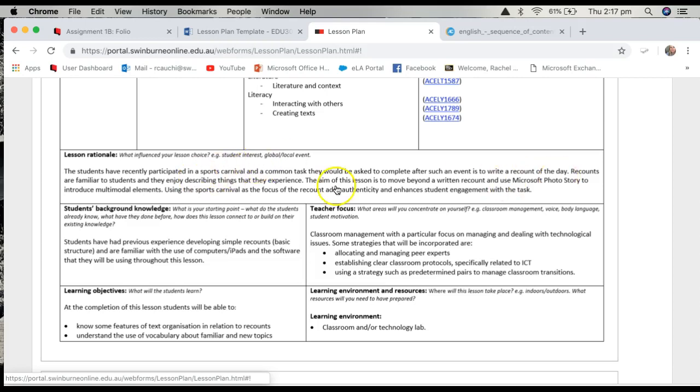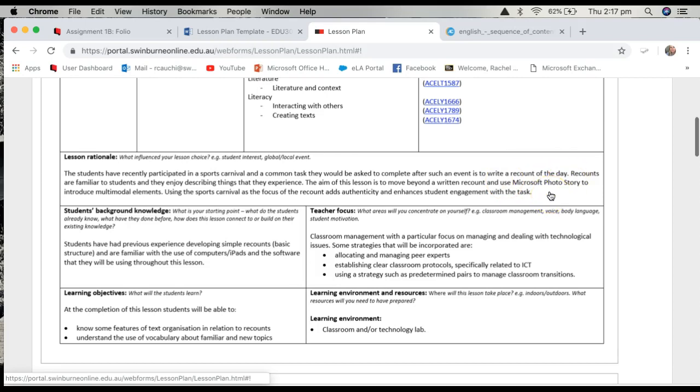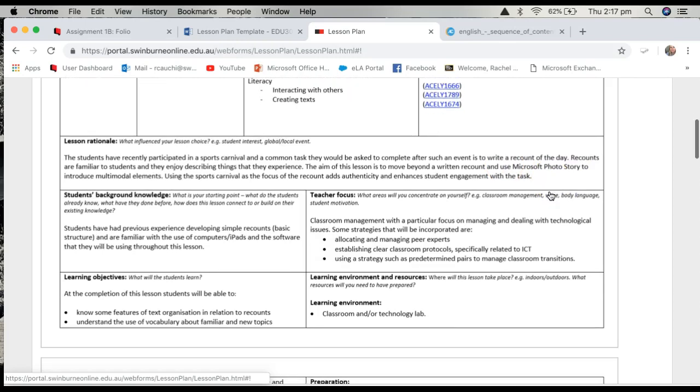You don't need to talk about why you're doing it, but it does say, for example, here the aim of the lesson is to move beyond a written recount and to move into something more engaging and using multimodal elements. So it just talks about what the aim of the lesson is and what you're trying to achieve.